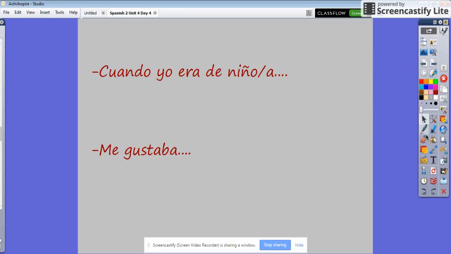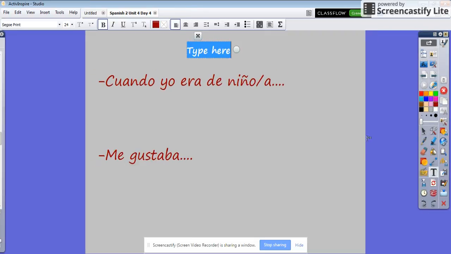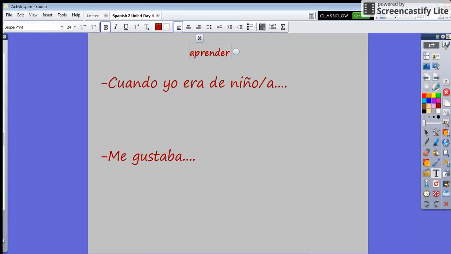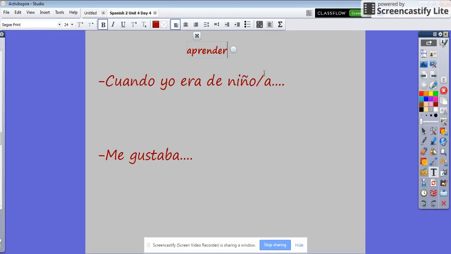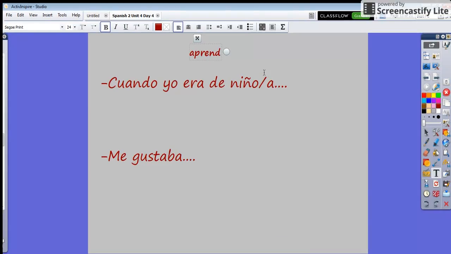So, for example, if I'm going to use aprender, I used to learn something. Like I used to learn Spanish when I was a kid. Okay, so I'm going to take this ER verb. I'm going to take off the ending, and I'm going to add the appropriate ER ending for the yo. And if you're to look at your notes, you would know that that is an ía with an accent ending.